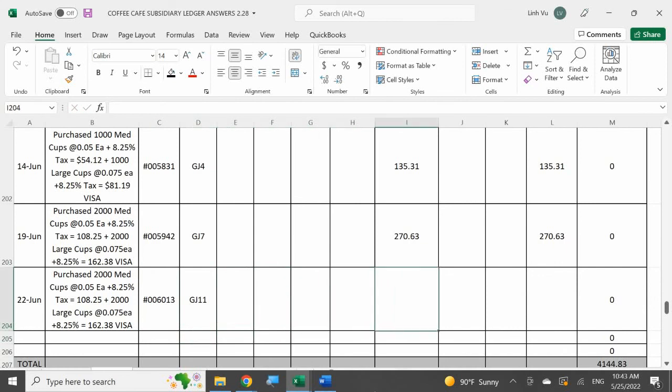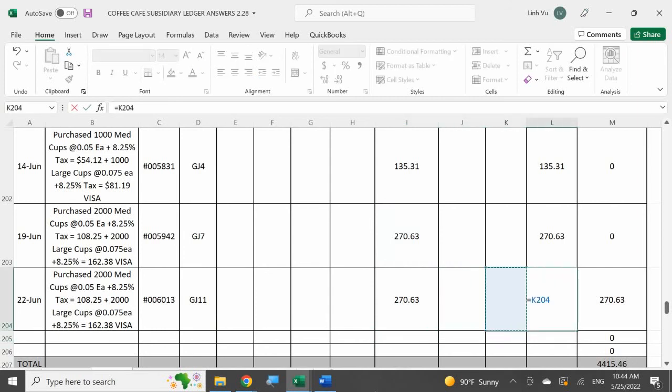We paid at time of the store, right? We went to the store and paid for it for $270.63, and we paid with our credit card, so we owe restaurant supplies nothing.